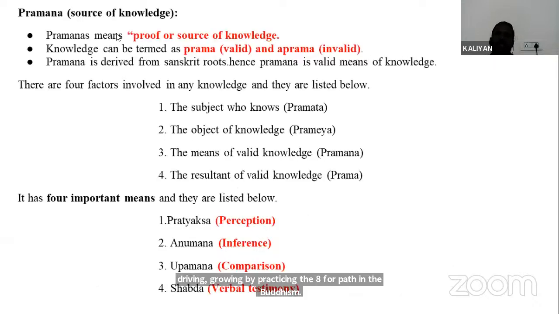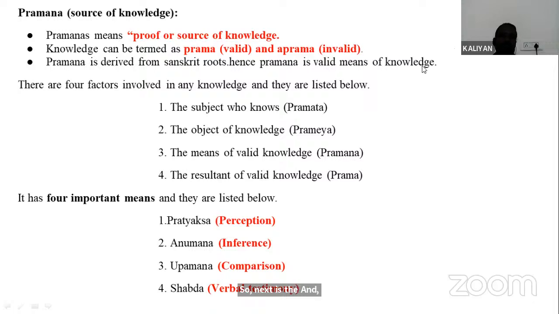So next is the Pramana, the source of knowledge. Pramana means proof or source of knowledge. Knowledge can be termed as Prama, valid, or Aprama, invalid. So knowledge can be valid knowledge and invalid knowledge. The Sanskrit terms are Prama and Aprama.